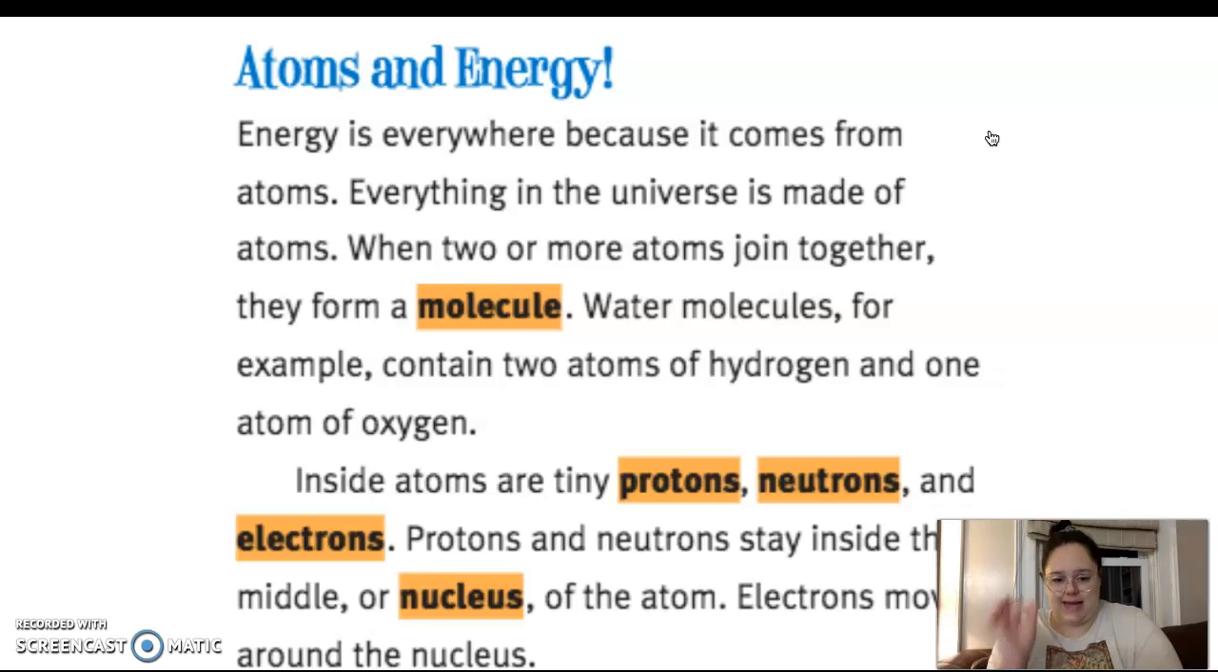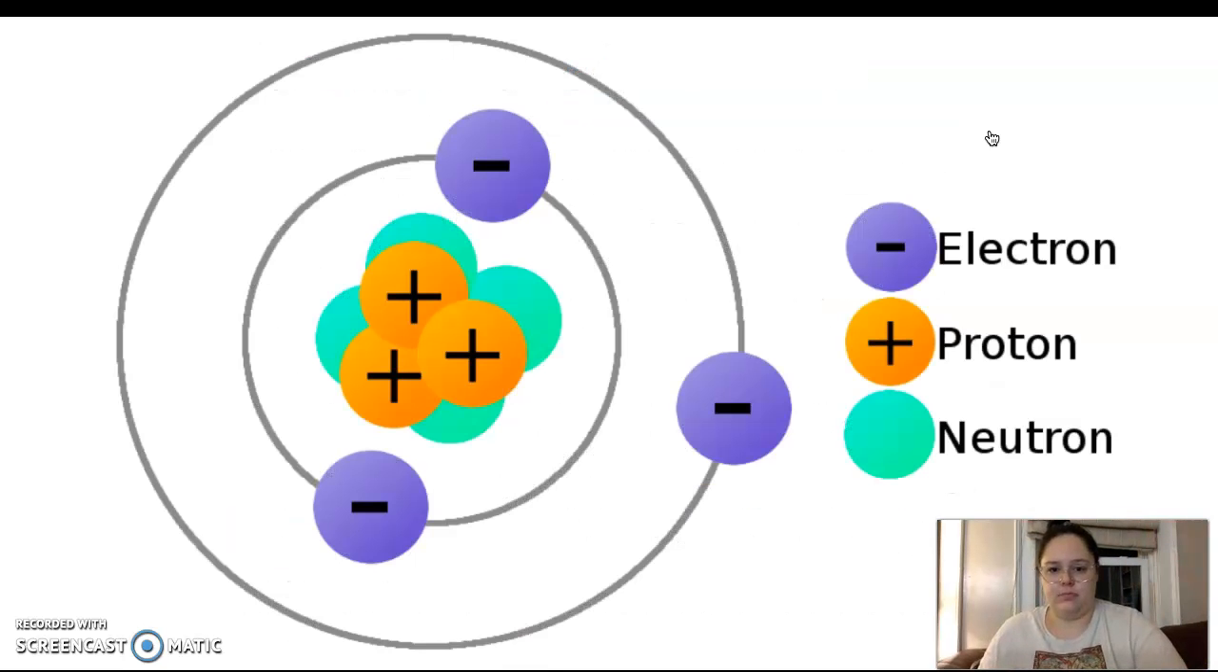Inside of atoms, there's tiny little things called protons, neutrons, and electrons. And I'm going to show you a picture of what this looks like. The protons and neutrons are in the middle, and the middle of our atom is going to be called the nucleus. So we have the nucleus, we have protons and neutrons on the inside, and then on the outside of the atom, we have the electrons. Let me show you the picture real quick. So here's the neutron, the green on the inside. The protons are on the inside as well, and the electrons are on the outside. Okay?